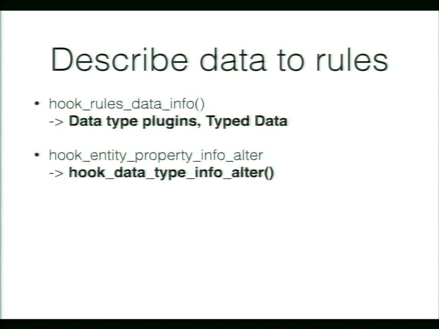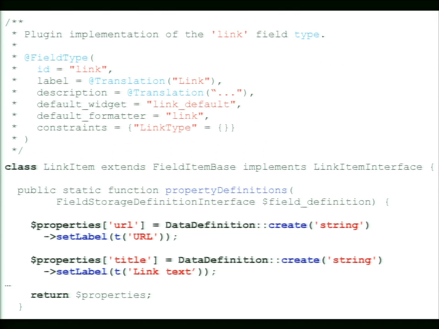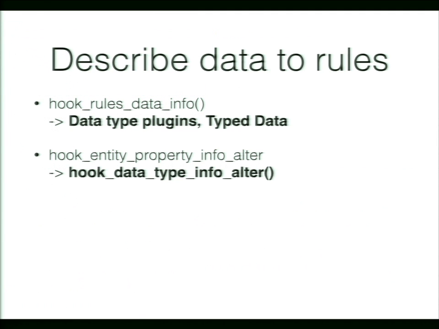So basically, all you have to do in Drupal 8 is implement your own data type plugins. It's just a plugin class that will be picked up by the system, and then rules can also deal with that. And the entity property info alter is now a standard Drupal hook that is called hook data type info alter.